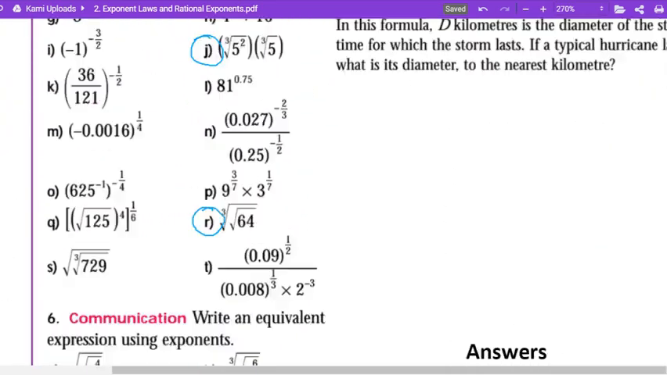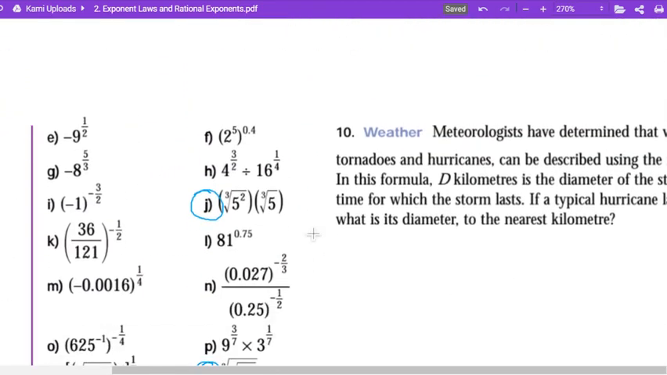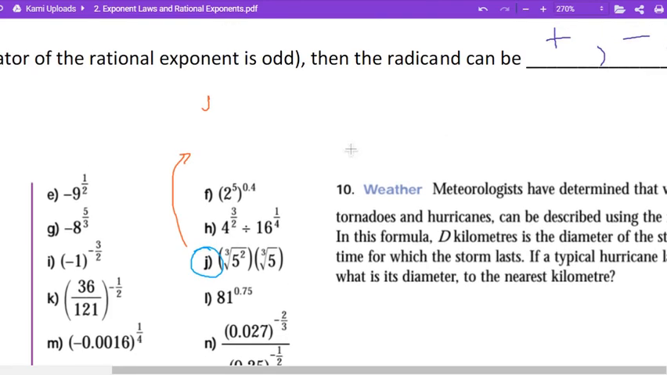Next, let's try another one. All right, let's look at question J. So we've got two expressions in radical form. It's difficult to work with them unless I'm in a rational expression.